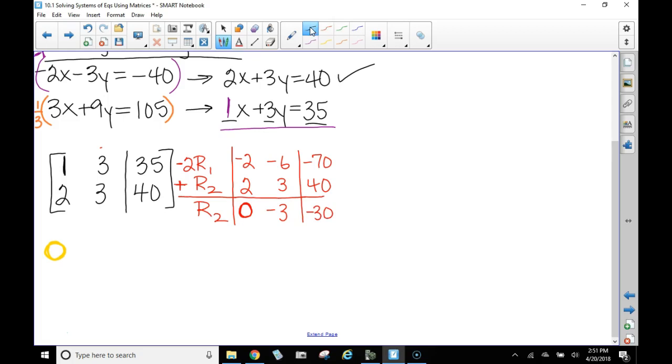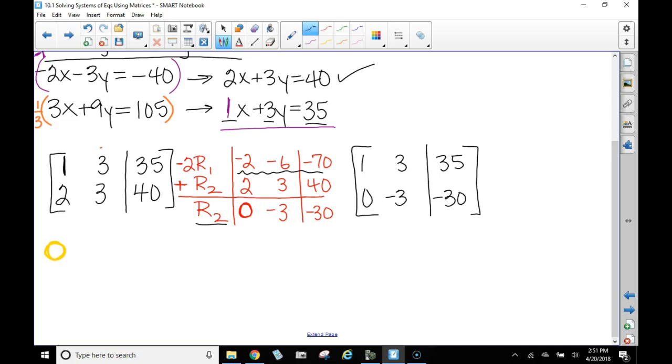Let's write our new matrix. Row 1 doesn't change. It's still 1, 3, 35, even though we used it here to get -2 times row 1. That's not our new row 1. We only got a new row 2 of 0, -3, -30.